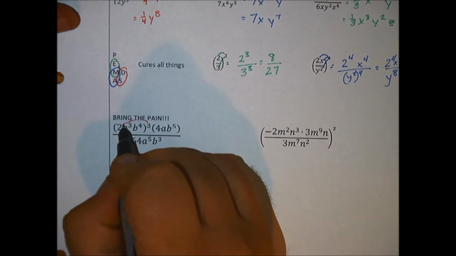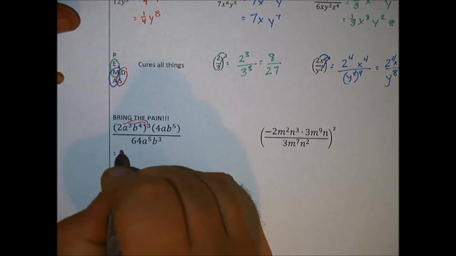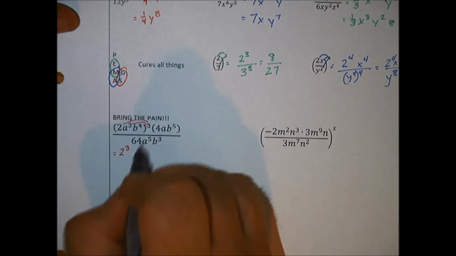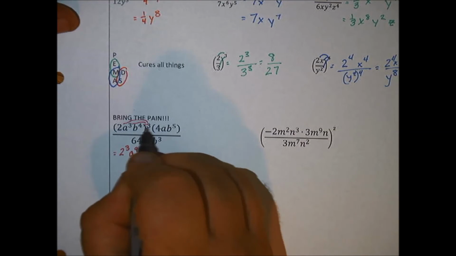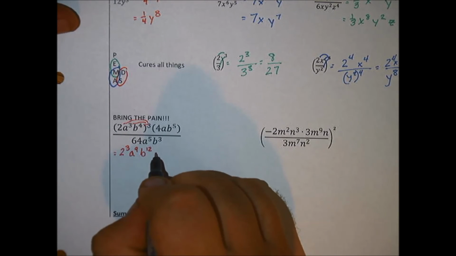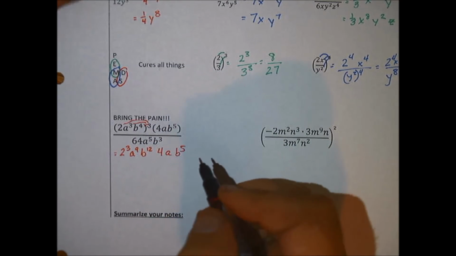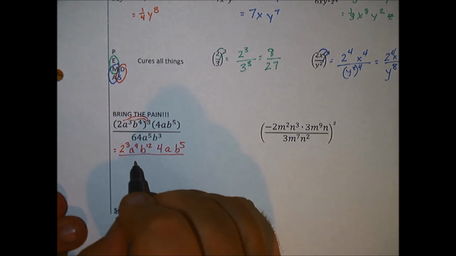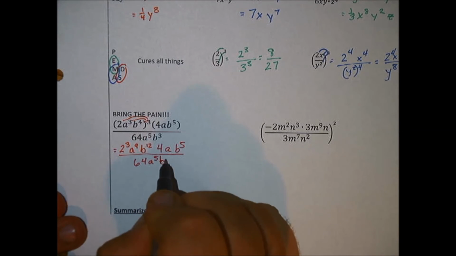Again, distribute that 3 into everything. So that 3's got to go to everything. We're going to have 2 to the 3rd, a to the 3rd times 3. So that's going to give me a to the 9th. B to the 4th times 3, that's b to the 12th. And then I'm just going to rewrite what I have here. I have 4a, b to the 5th. And on the bottom, 64, a to the 5th, b to the 3rd.